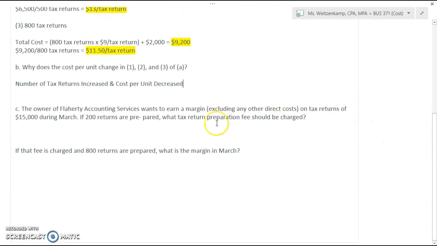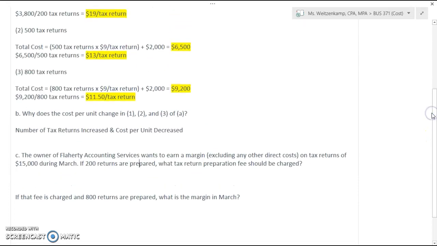Part C, the owner of Flattery Accounting Services wants to earn a margin excluding any other direct costs on tax returns of $15,000 during the month of March. If 200 returns are prepared, what tax return preparation fee must be charged? Well, we know what the cost for 200 returns is, and we can use that to guide our calculations for the amount to charge per tax return.